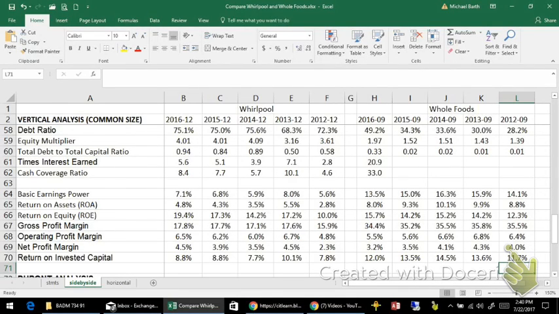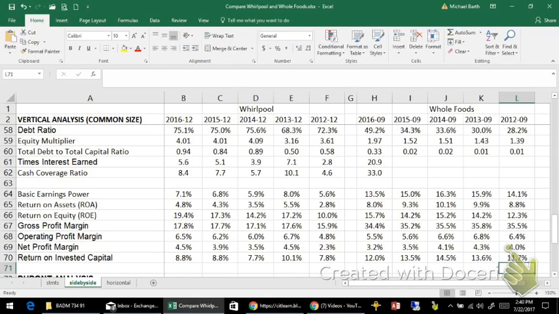In this video, we continue looking at ratio analysis for Whirlpool and Whole Foods Markets for the period 2012 through 2016. In this segment, we're going to talk about the financial leverage ratios and the profitability ratios. The debt ratio is the proportion of total assets funded with liabilities.